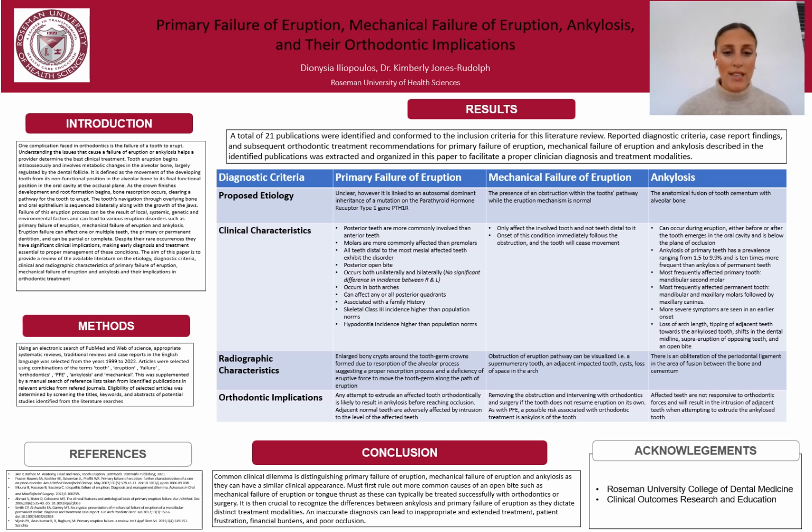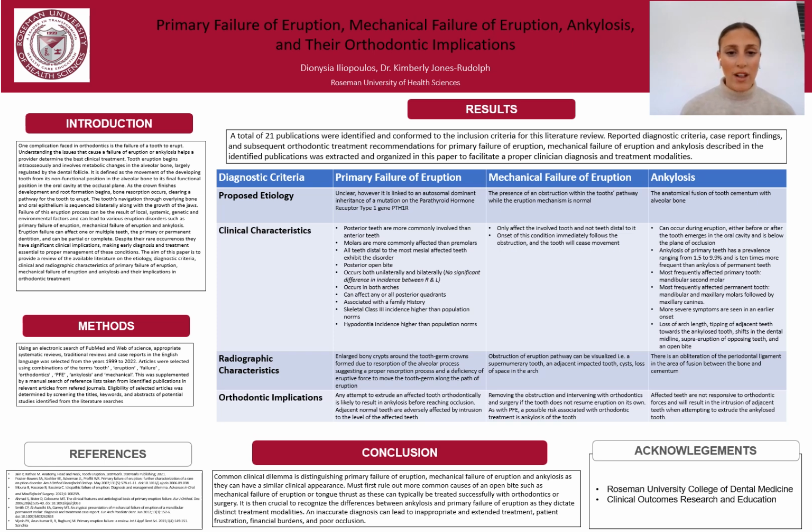One complication faced in orthodontics is the failure of a tooth to erupt. Understanding the issues that cause a failure of eruption or ankylosis helps the provider determine the best clinical treatment. Tooth eruption begins intraosseously and involves metabolic changes in the alveolar bone, largely regulated by the dental follicle. It is defined as the movement of the developing tooth from its non-functional position in the alveolar bone to its final functional position in the oral cavity at the occlusal plane.